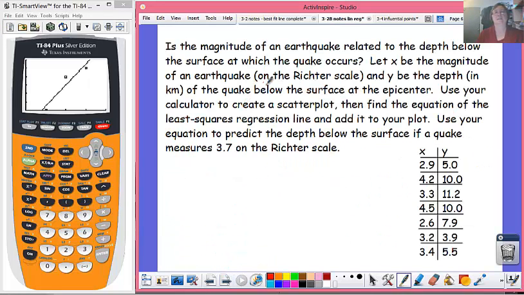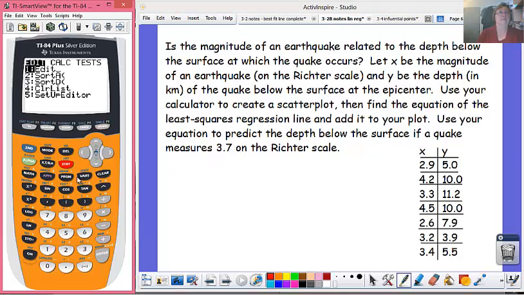Okay, let's try that again, only now with a slightly more complicated problem. The question is: is the magnitude of an earthquake related to the depth below the surface at which the quake occurs? X is the magnitude of an earthquake on the Richter scale. Y is the depth in kilometers of the quake below the surface. It says use your calculator to create a scatter plot, then find the equation of that least squares regression line and add it to the plot. Then, once we have that done, we're going to use our equation to predict the depth below the surface if a quake measures 3.7 on the Richter scale.